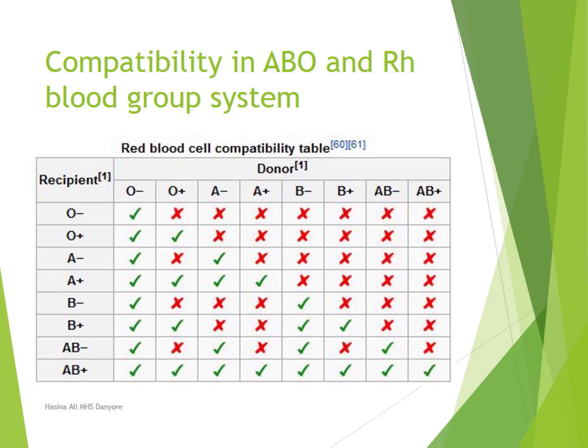Whereas, if we consider the AB blood group, it is known as universal recipient because it can receive all kinds of blood including O, A, B. This is because the AB blood group does not contain any antibody in their plasma. Dear students, for further clarification of the topic, let's watch and listen to a video.